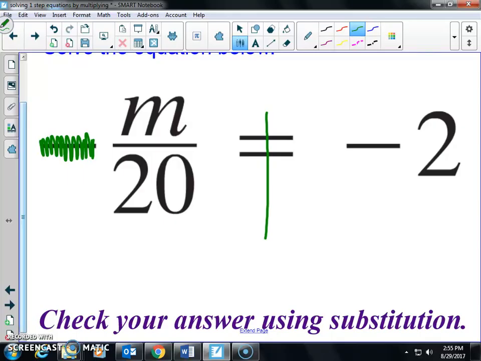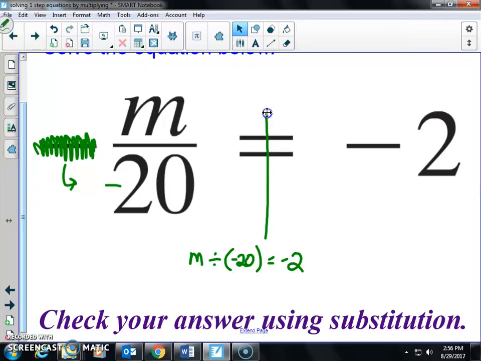In this case, there's no number up on top. That's an m. We don't know what it is. Some of you know what it is already. But the number on the bottom, 20, remember we're going to take that negative sign that was out in front, and we're going to move it to the bottom. So now it says m over negative 20 equals negative 2. And again, if you don't like the fraction bar, rewrite it. M divided by negative 20 equals negative 2.